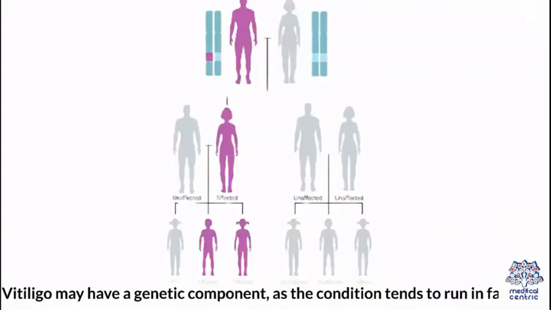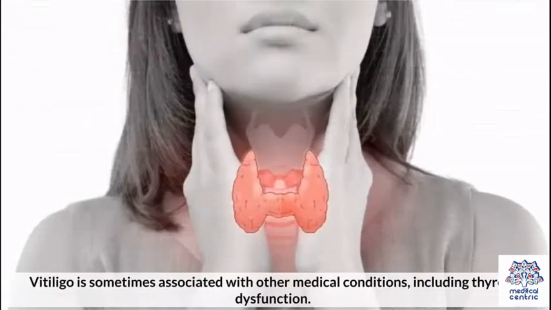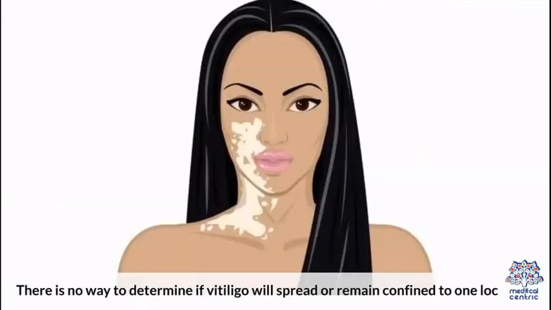Vitiligo may have a genetic component, as the condition tends to run in families. Vitiligo is sometimes associated with other medical conditions, including thyroid dysfunction. There is no way to determine if vitiligo will spread or remain confined to one location.